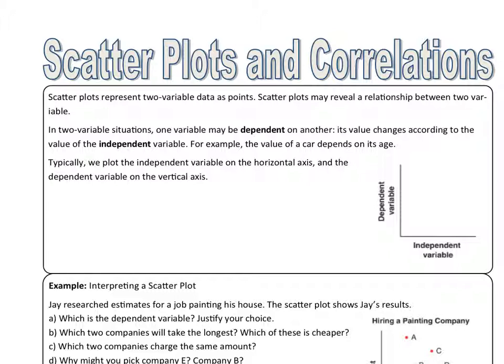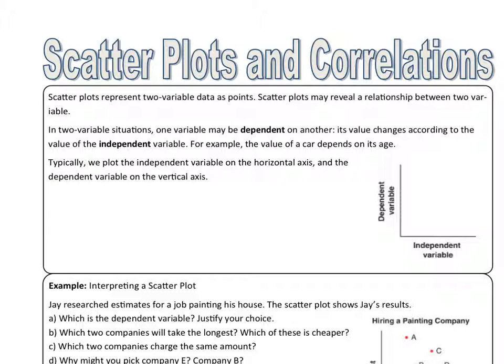So really we're going to get into more depth with this two variable data in this lesson. Scatter plots represent two variable data as points. Scatter plots may reveal a relationship between two variables or they might not. It just depends on the graph that you get, and we'll see that in our examples.